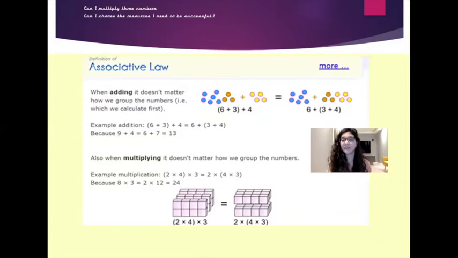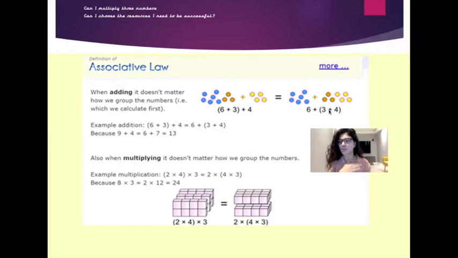For example, if you were to do 6 plus 3 and then plus 4, what answer would you get? Let's work that out first. So you have 6 plus 3. 1, 2, 3. So that is 9. And then 9 plus 4. So you put 9 in your head because it's the bigger number. Hold up 4. What's 9 plus 4? 9, 10, 11, 12, 13. So this equals 13.